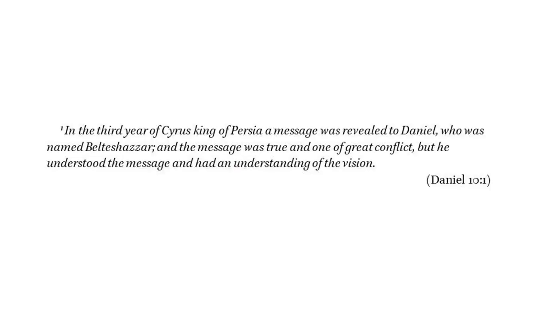Chapter 10 begins with a general introduction to the vision, written in the third person. In the 3rd year of Cyrus, king of Persia, a message was revealed to Daniel, who was named Belteshazzar, and the message was true and one of great conflict. But he understood the message and had an understanding of the vision.